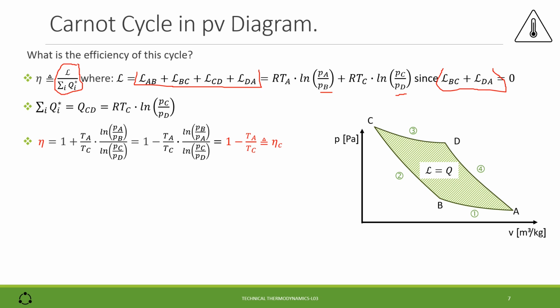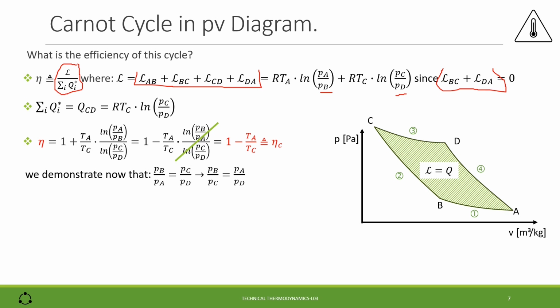Therefore, we can write the efficiency in this form, while we demonstrate that this term is unity, so it remains only this simple expression 1 minus TA over TC. And this, by definition, is the efficiency of the Carnot cycle. That is practically 1 minus the ratio between the minimum and the maximum absolute temperature of the cycle.